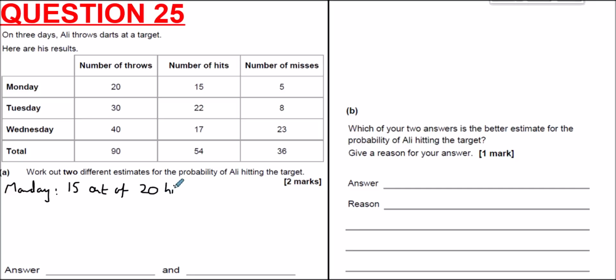15 out of 20 hits. So that's roughly 15 out of 20. Well, that's exactly 15 out of 20 actually. And so, estimating from Monday, we could say that we'd expect the chance of him hitting a target to be 15 out of 20, 3/4 of the time he hits a target. Or we could pick Tuesday. So based on Tuesday, he hits 22 out of 30.